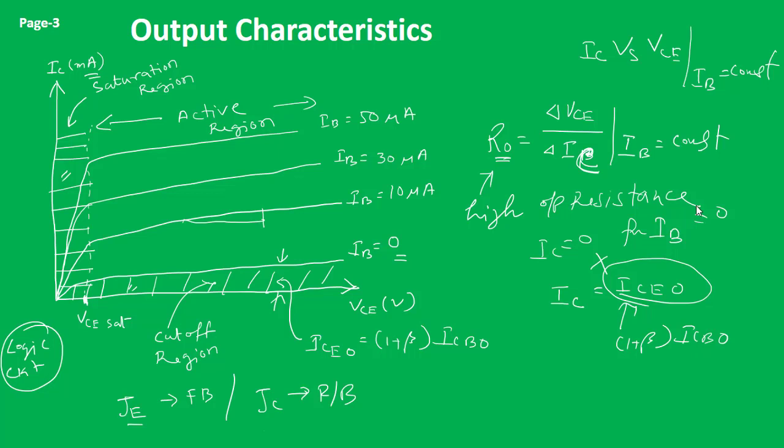So we have discussed all the parameters and graphs associated with the characteristics of the transistor under CE configuration. So we end this lecture here.